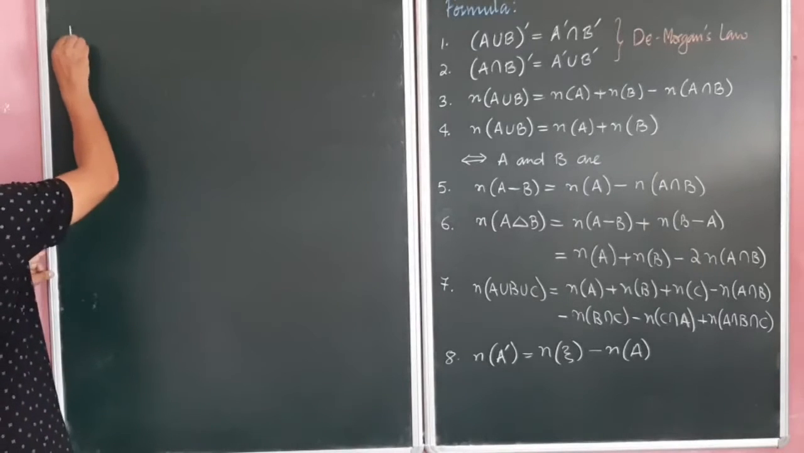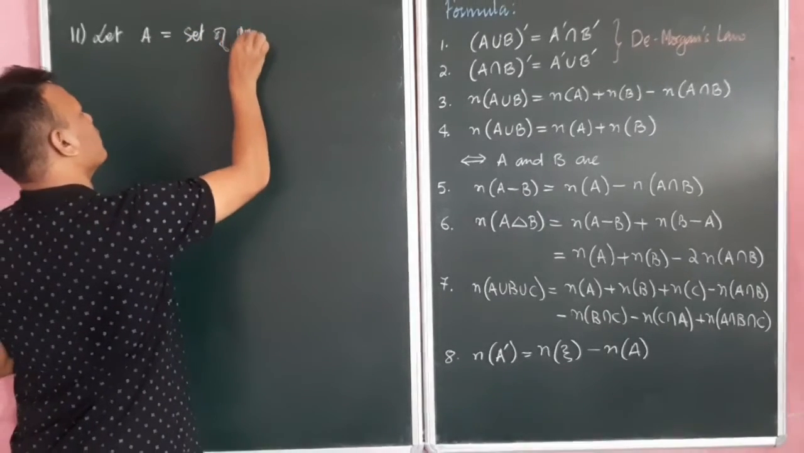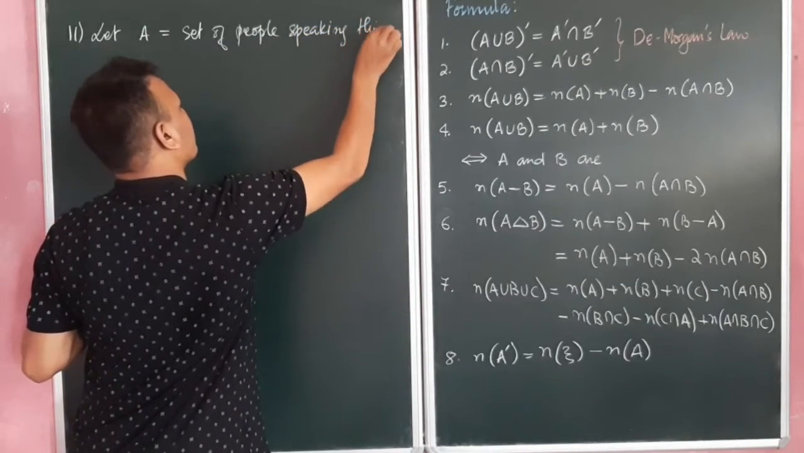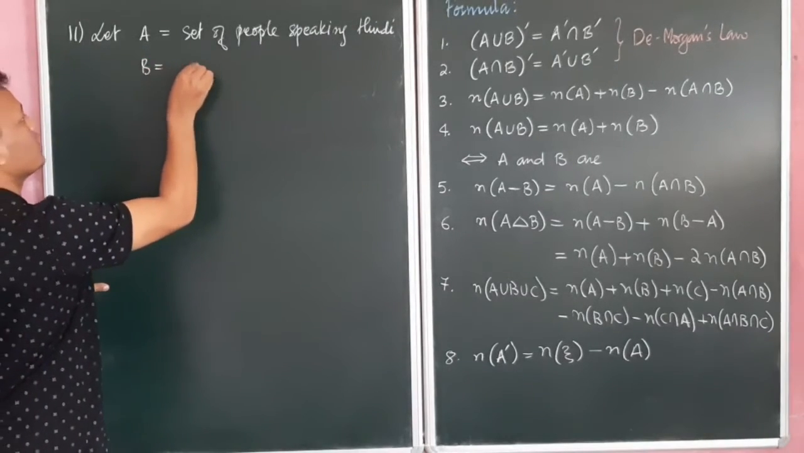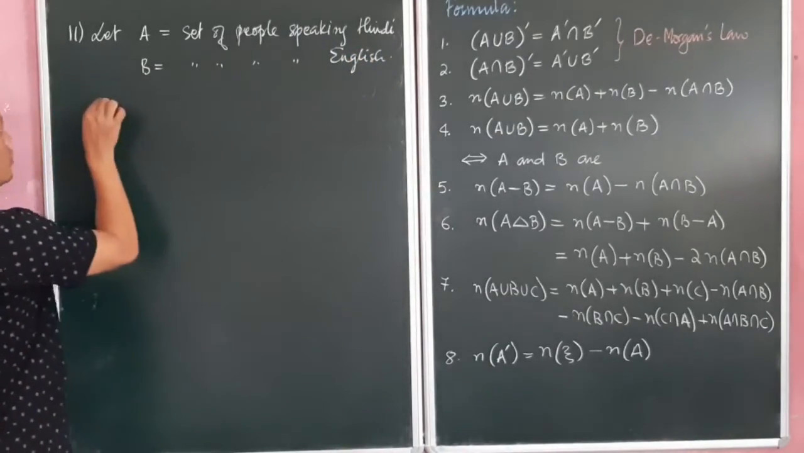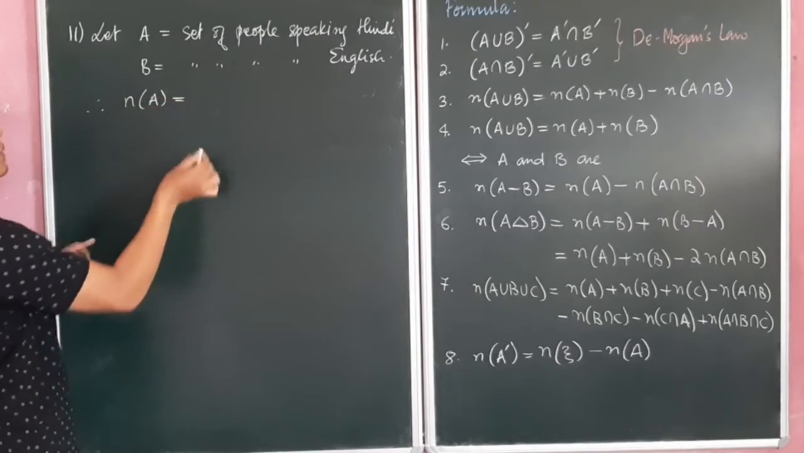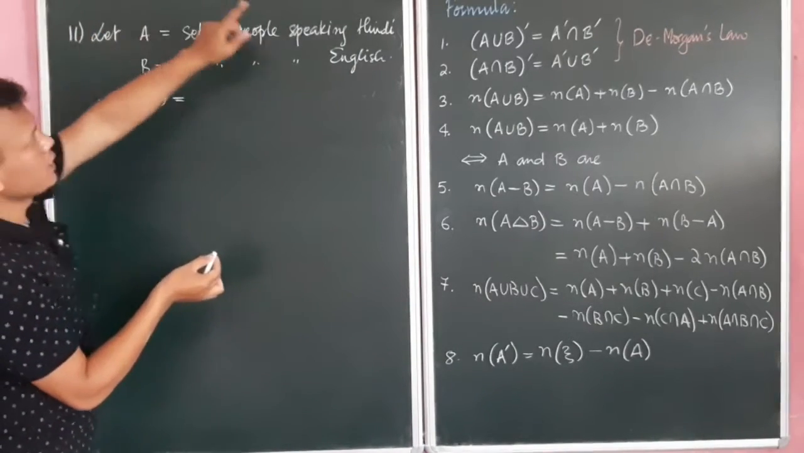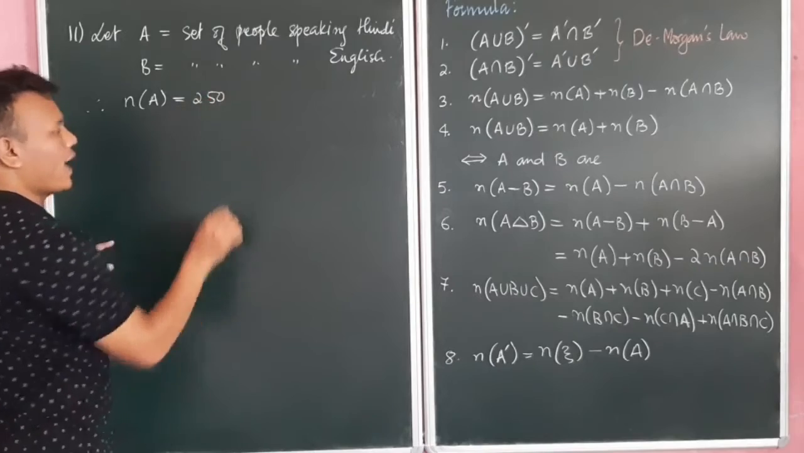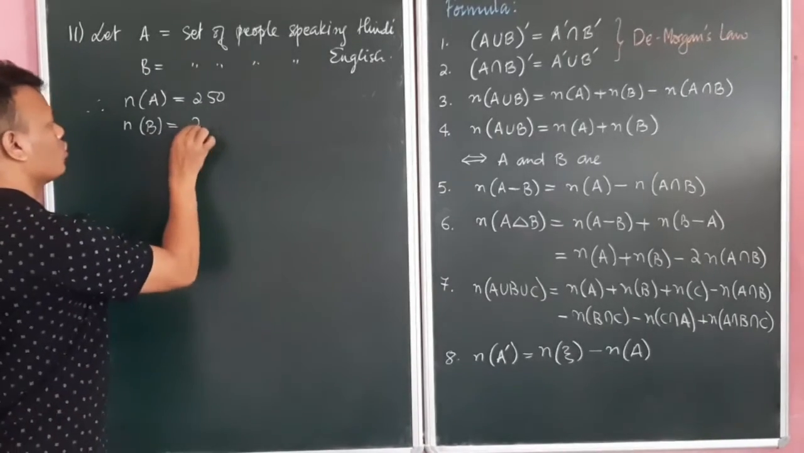So let me write this question number 11. Let A be the set of people speaking Hindi. Alright, and let me write B as the set of people speaking English. So if you see here carefully, we have n of A, that means the number of people belonging to this set, that means the number of people speaking Hindi. It is given to be how much? It is given to be 250, isn't it? And we have n of B equals the number of people speaking English, which is given to be 200, right?